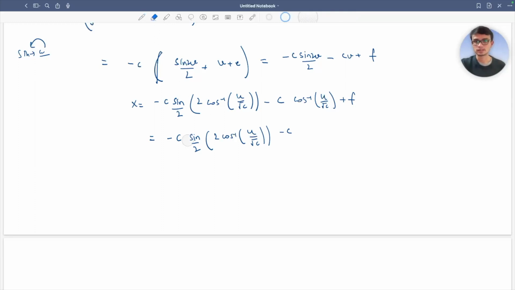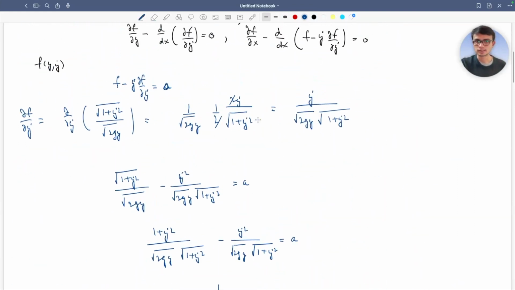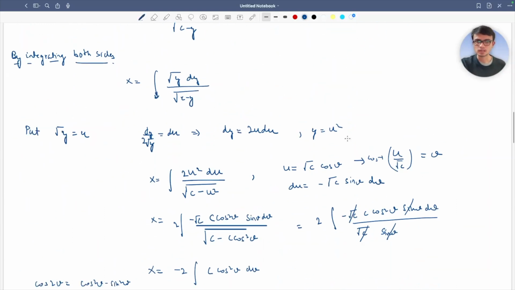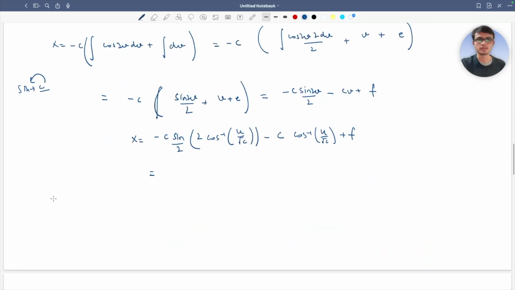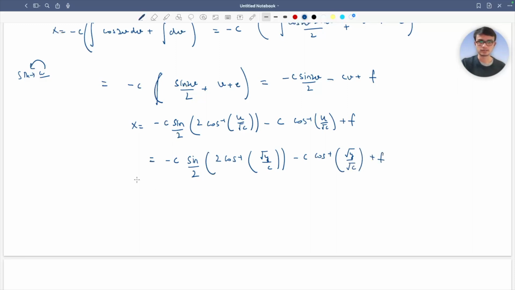Oh, now okay. Sorry, I don't want to waste a step. So now I will replace u with what? Where is it? So now I will replace u with root y. So that becomes minus c sine of 2 cos inverse of root y by c. Okay, minus c cos inverse of root y upon root c plus f.